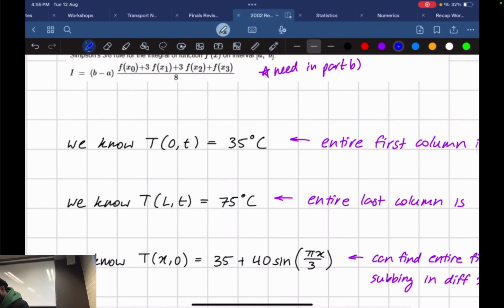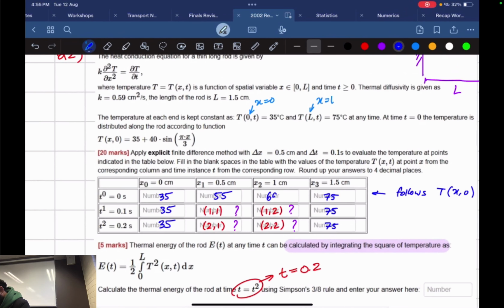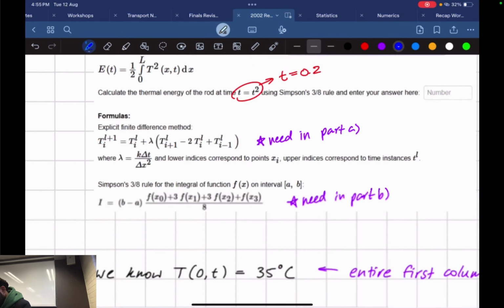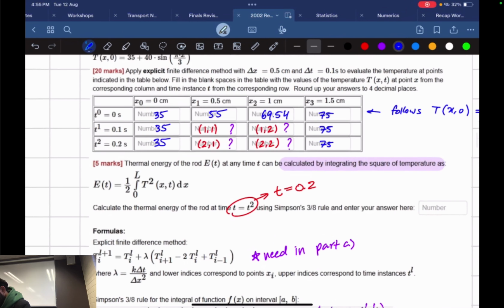I'm going to use my brain. 69.54. I'm going to use my head. 64.